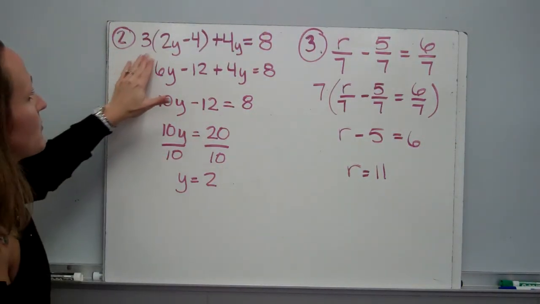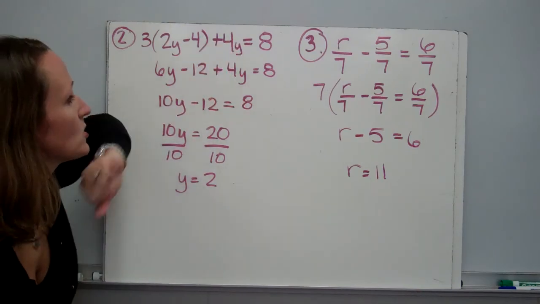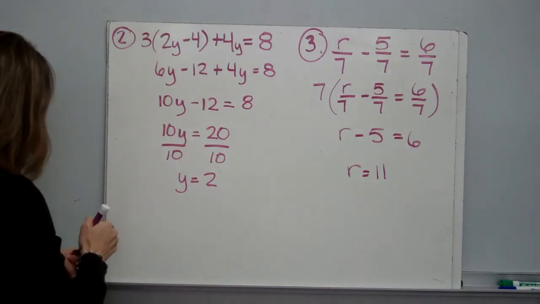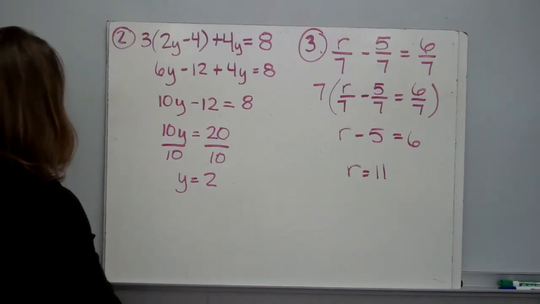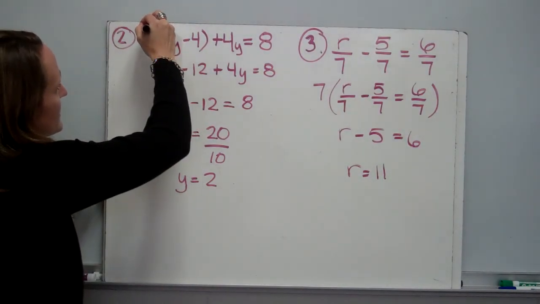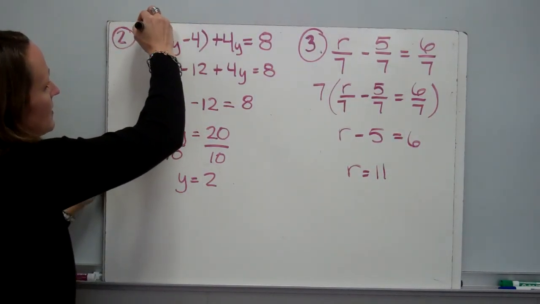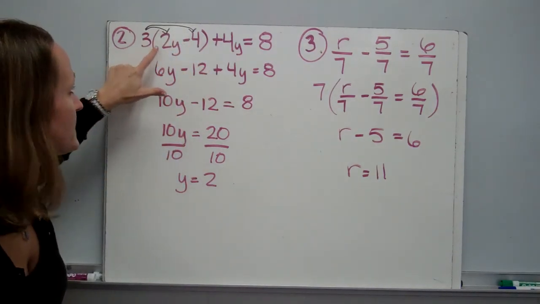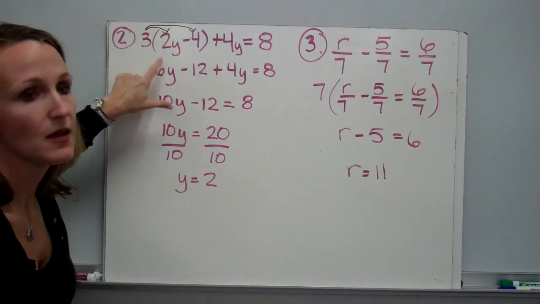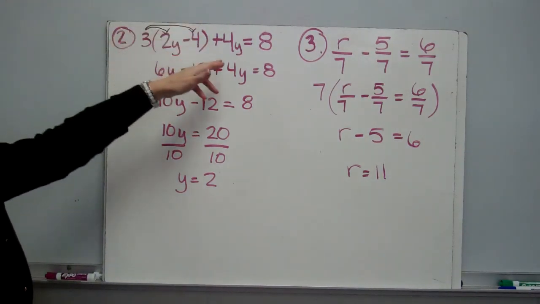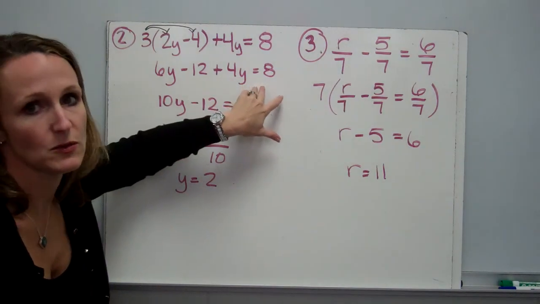Okay, so here's another one with distributive property and like terms to combine. First we have to use our distributive property. 3 times 2y, 3 times negative 4. So 3 times 2y gives us 6y. 3 times negative 4 gives us negative 12. And then I just brought down my plus 4y and my equals 8.